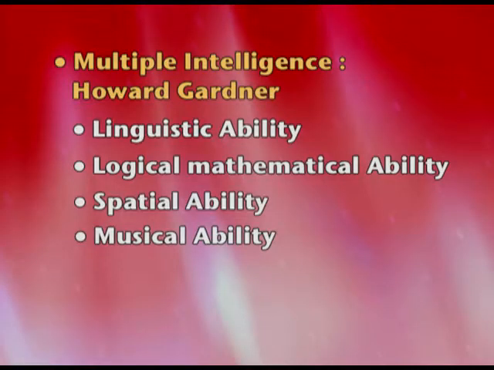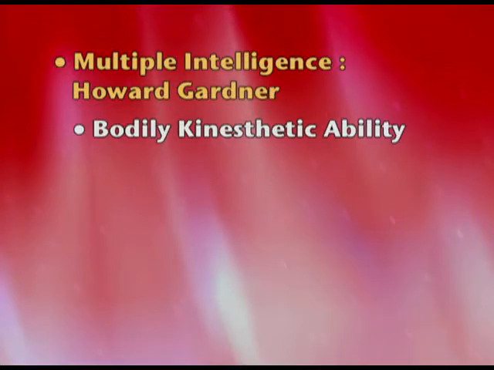Fourth is musical ability. People who have this ability can understand, sense, perceive music, compositions. They are very sensitive to musical tones and pitch. So obviously various music directors, poets, lyricists, they are good with musical ability. Bodily kinesthetic, this means body balance, body movement, body posture, body coordination. Kinesthesis means movement. So dancers, choreographers, surgeons, they are very good with the bodily kinesthetic ability.